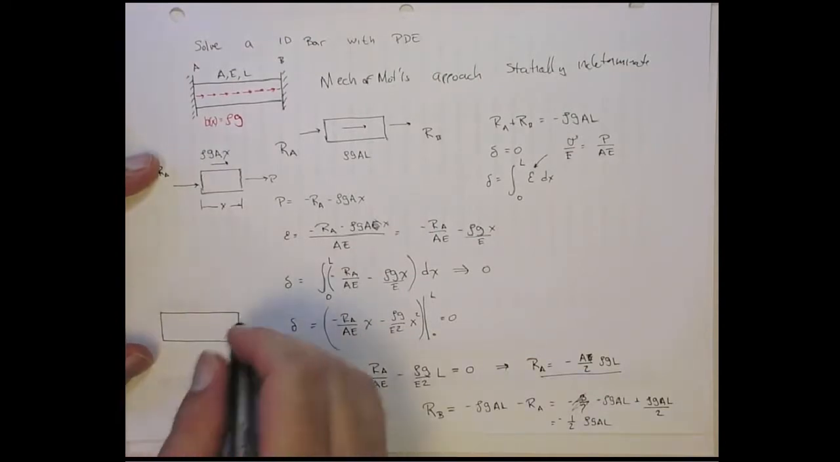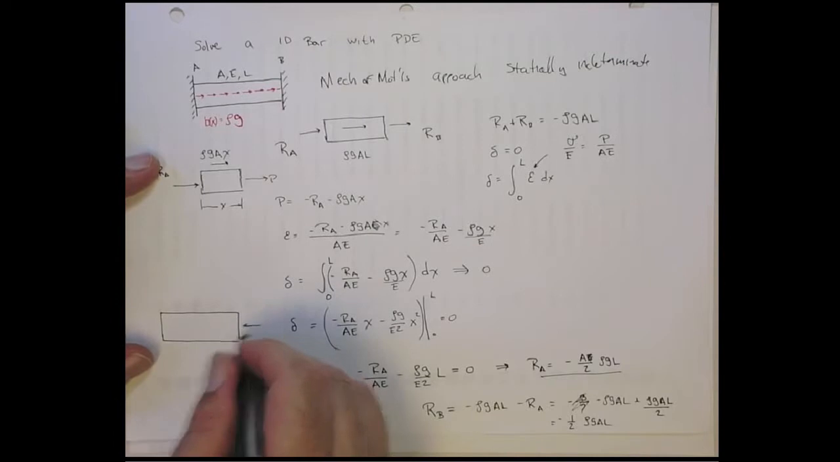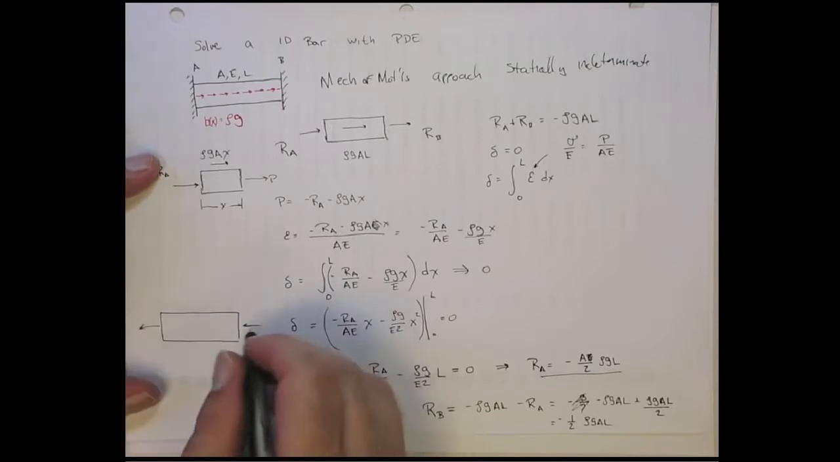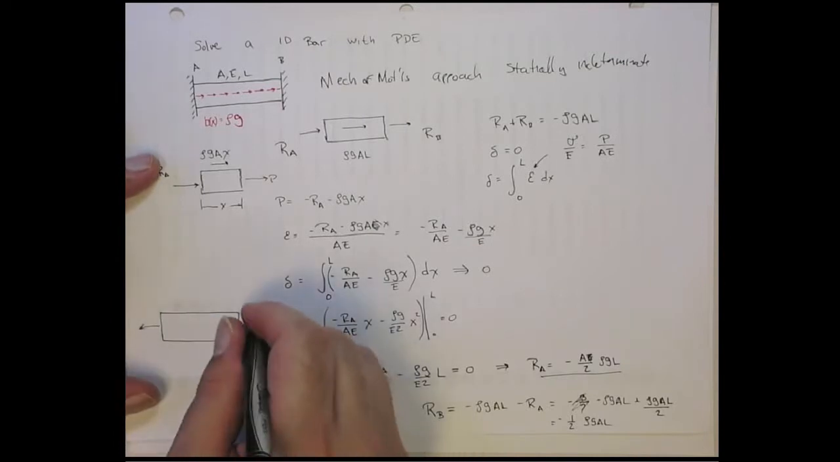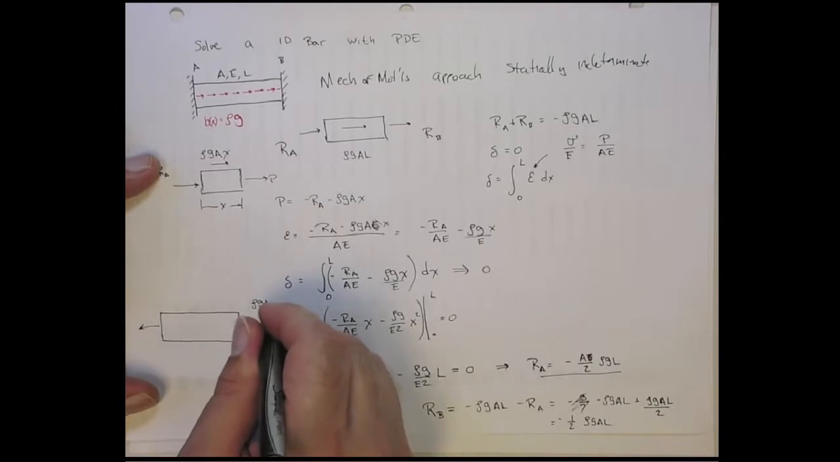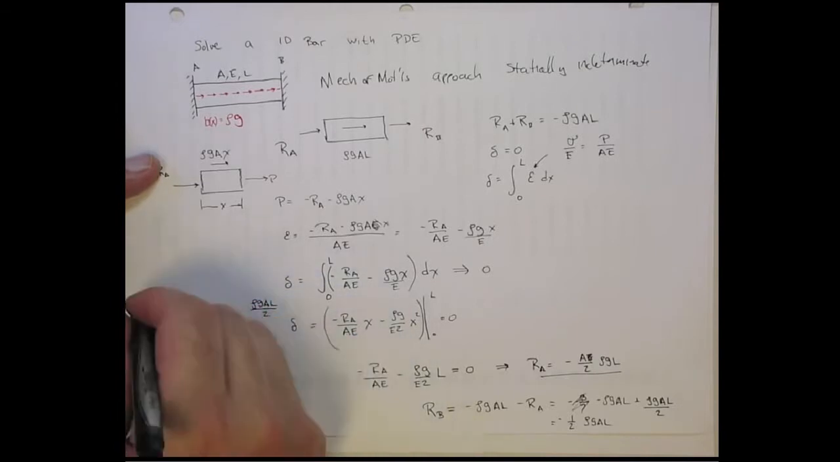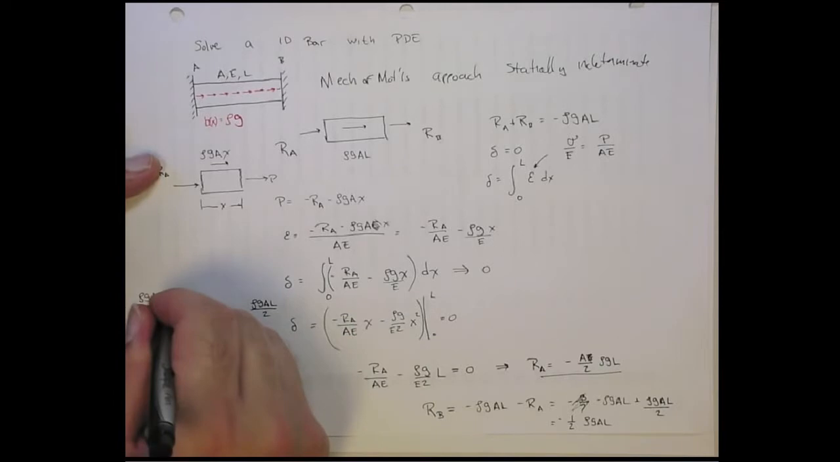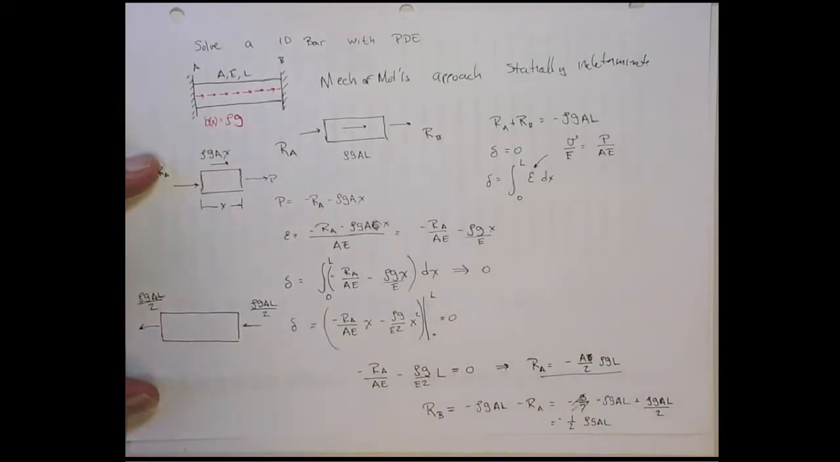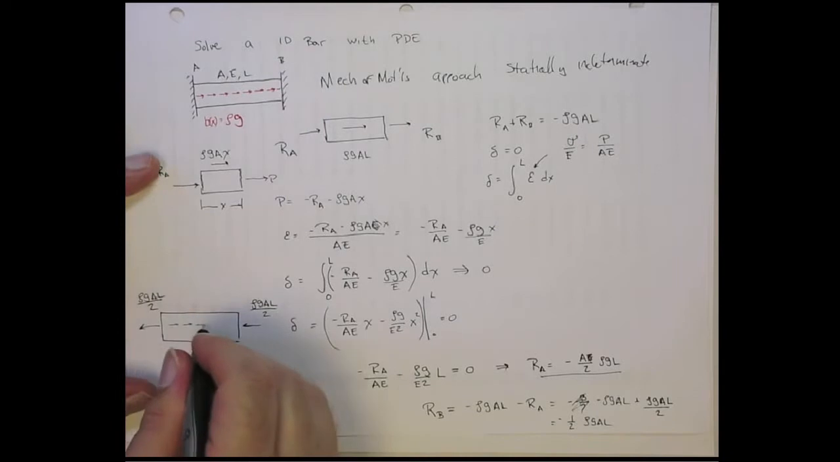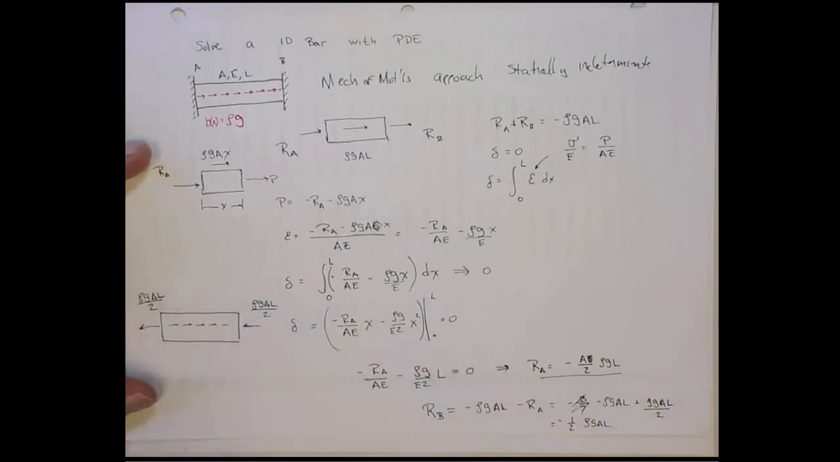So this problem actually looks like this. We have reaction forces. These are both negative, and I guess that should have been kind of obvious. Half goes here. This is rho GAL on 2, and this is rho GAL on 2. Correct? Okay. And then we have the distributed force here. The total elongation is 0.